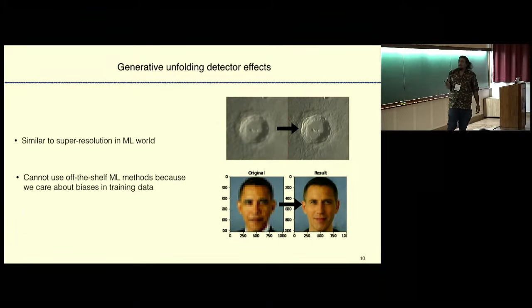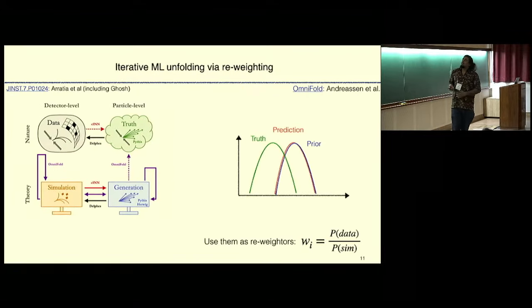And this is precisely why in this kind of problems, we don't want to use off-the-shelf ML solutions and want to develop our own solutions. And so there are a set of iterative ML unfolding methods that can handle these biases. So again, we want to predict this, and we have only these 3 samples. These are simulations before and after detector effects, and data. We talked about generative models. Now I'm going to talk about this other method of doing it, which only uses classifiers.